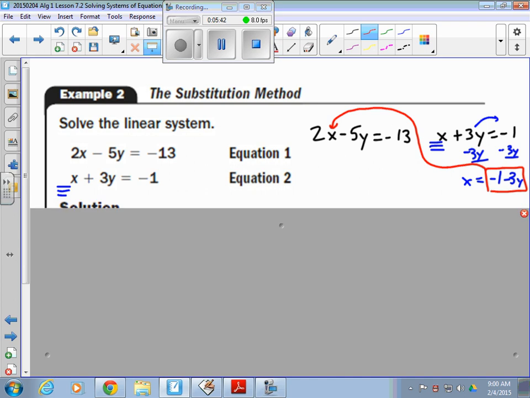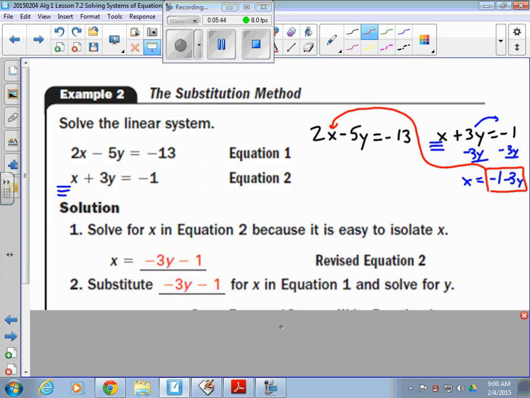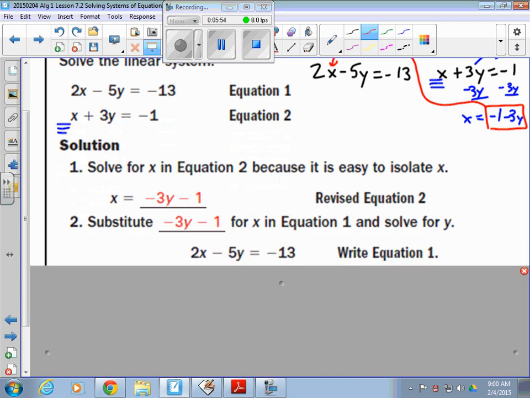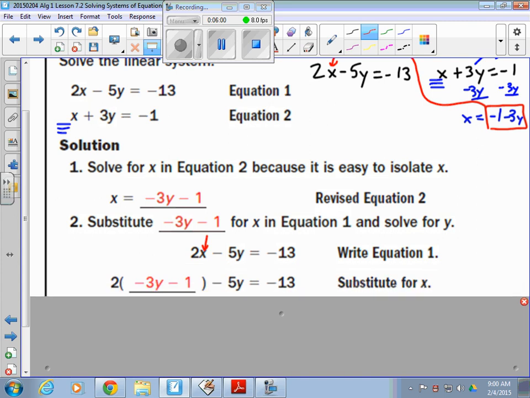So 2 times x, substitute -3y. Notice they just wrote it backwards from what I have. I have -1 minus 3y. Same thing. Substitute that in place of x. So instead of 2 times x right here, now you're going to have that value -3y minus 1. Notice it just took the place of x. It's substituted in for x.